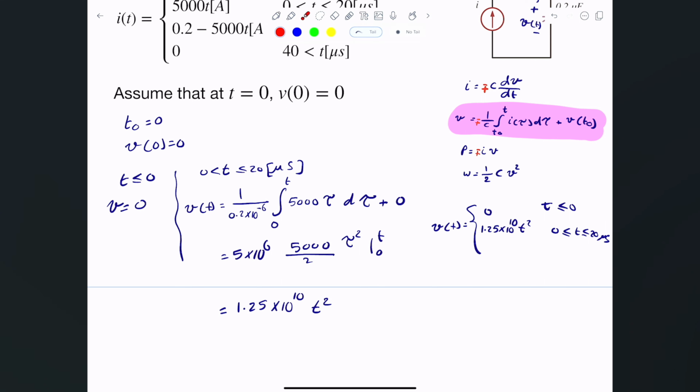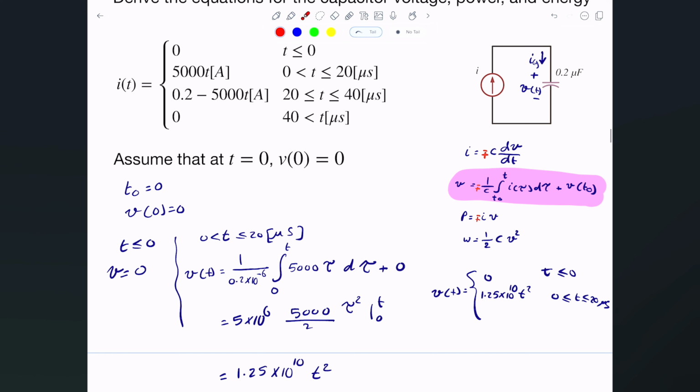So again, you don't put the microsecond or the 20 in here because this isn't what you're trying to do. What you're trying to do is get an equation in terms of t. That's what we want. We know that it stops at 20 microseconds. All right, we continue. So we figured out the voltage in this range. So what we need to do is figure out the voltage in 20 to 40.